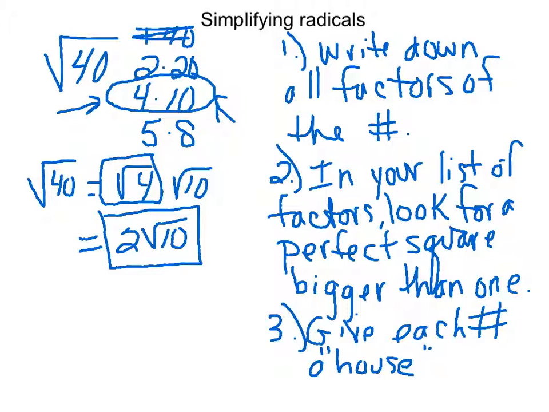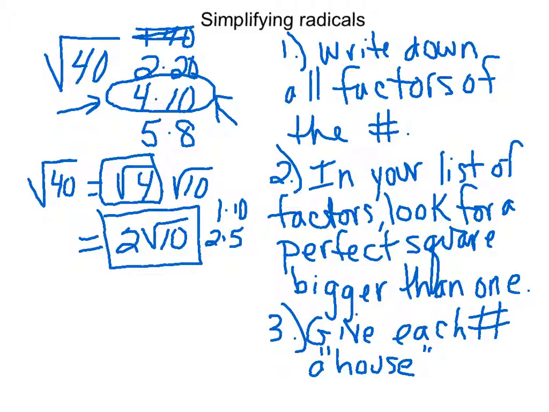How do we know that we're done with this situation? Well, if we look at 10, which is still under the radical, and we write down the factors of 10, 1 and 10, 2 and 5, that's it. Are any of these perfect squares bigger than 1? No. So we are done. We have a final answer. The square root of 40 equals 2 root 10.